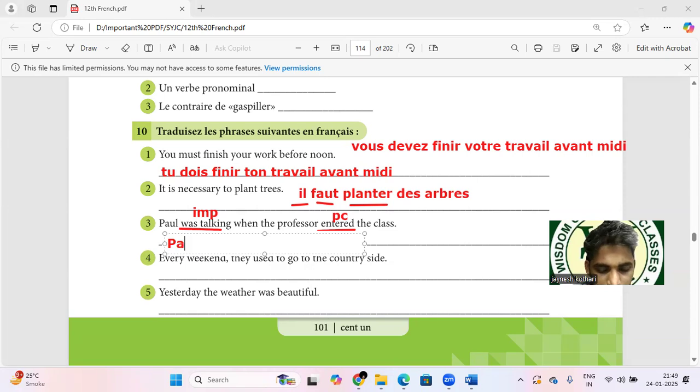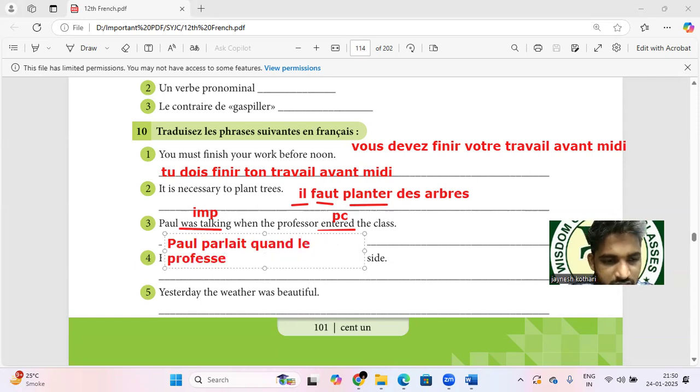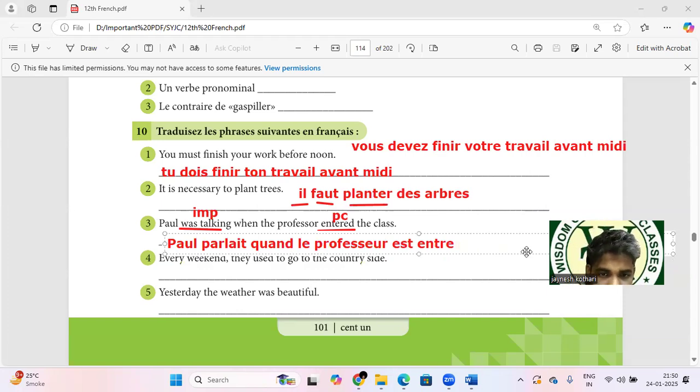Paul was talking. For was talking, only one single word will come. Parler. Paul parlait comme le professeur. Now passé composé, passé composé is the subject plus être plus past participle. It's very important, okay? Il est entré dans la classe.